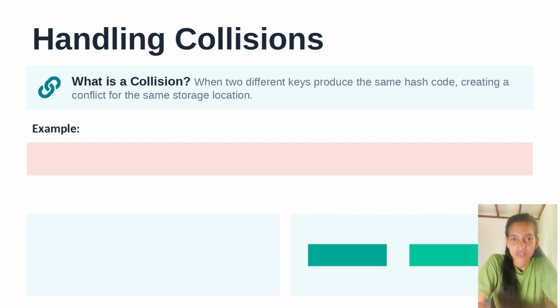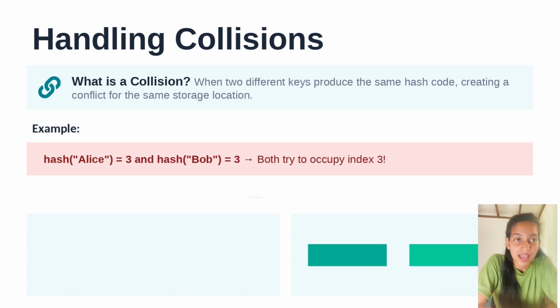Now here is a question you might be asking. What happens when two different keys produce the same hash code? This is called a collision. Look at this example. Both Alice and Bob hash to the index 3. They both want to occupy the same spot. This is a problem. But don't worry, we have solutions.